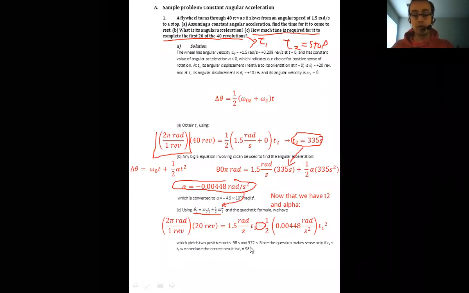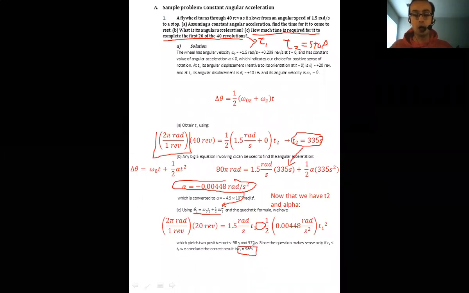and 572 seconds. Well, we're told in the problem that we're being asked for how much time is required to complete the first 20 of the 40 revolutions, meaning that time 1 is going to have to be less than time 2. I mean, that just makes sense. You're not going to complete 40 revolutions and then complete only 20 revolutions. So when we have our 2 positive roots, we say it's 98 seconds. It's the smaller of the 2.